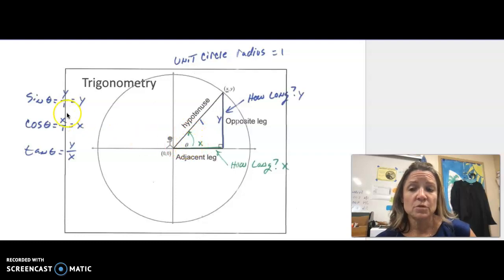Okay, so for the sine of angle theta, you want the opposite over hypotenuse. So from here, opposite is y, hypotenuse is 1. For the cosine of theta, you want the adjacent over hypotenuse. So in this case, the adjacent is x, the hypotenuse is 1, and x over 1 simplifies to x. For the tangent of theta, you're going to use opposite over adjacent. So from this angle, the opposite is y, the adjacent is x.